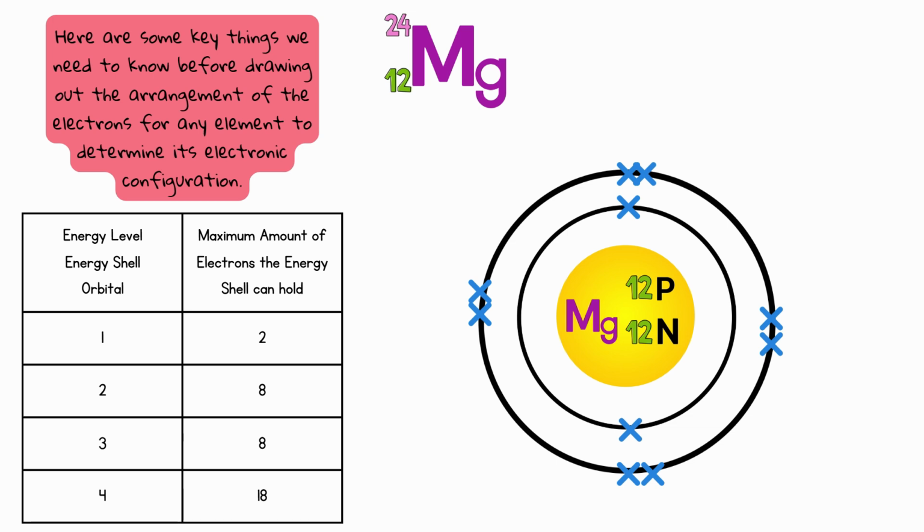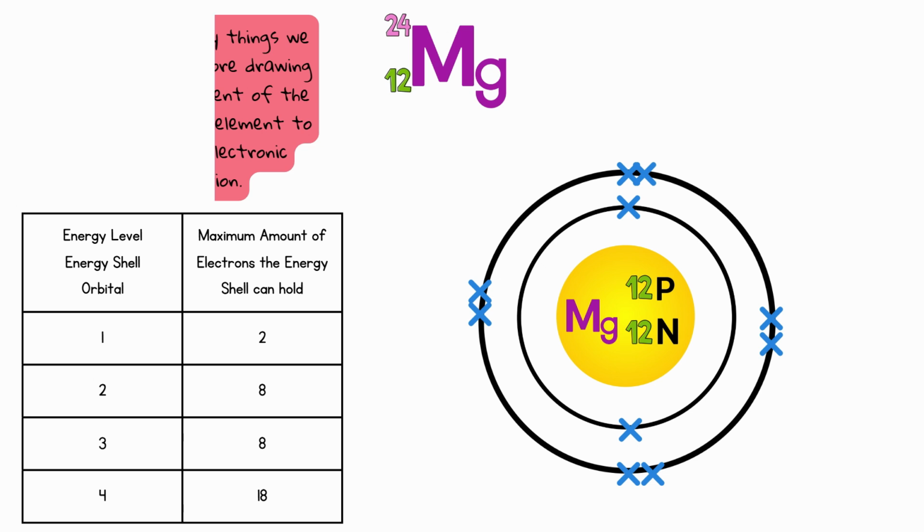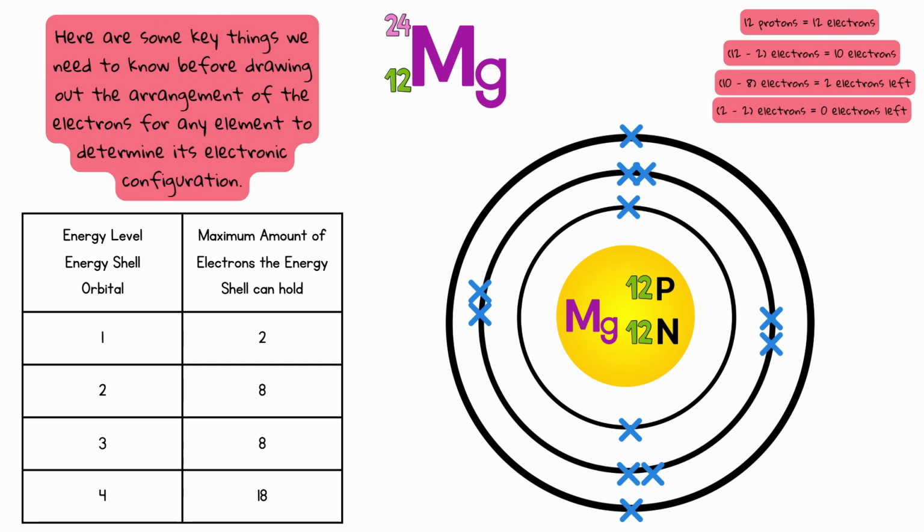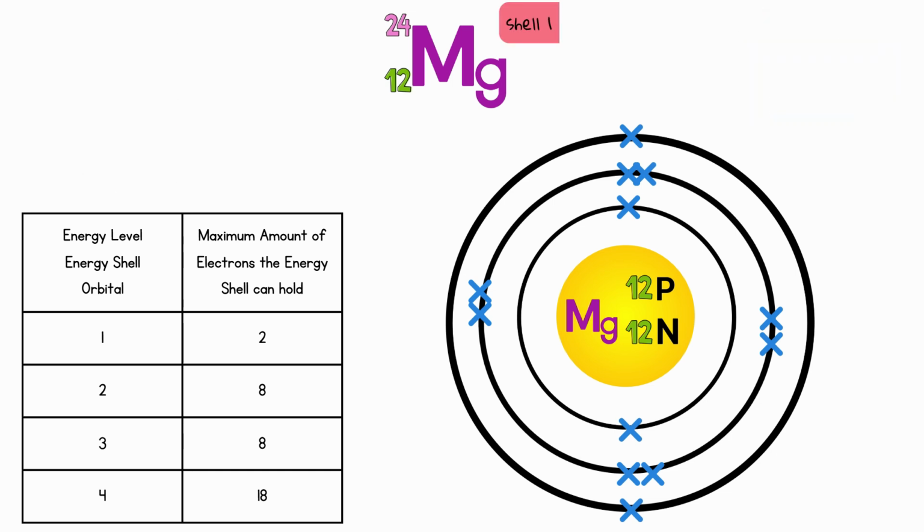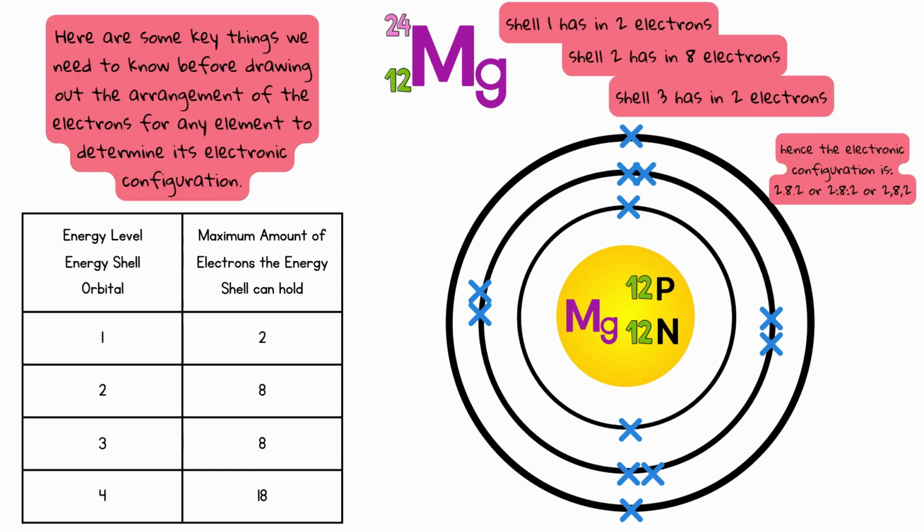Now that that energy level has been filled, we have to move on to the third energy level. According to our calculations, we have 2 more electrons left. Once we fill out that third energy level, we have no more electrons left. And because we have 2 electrons, we fill that third energy level at the 12 and the 6 o'clock position. There you have it. Shell 1 has 2 electrons, shell 2 has 8 electrons, and shell 3 has 2 electrons.